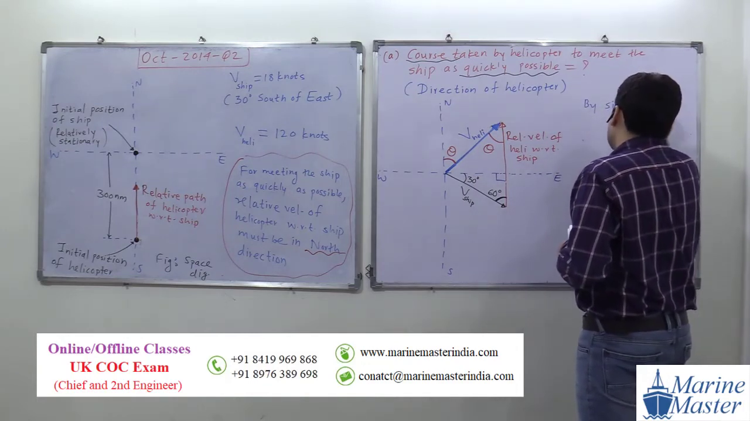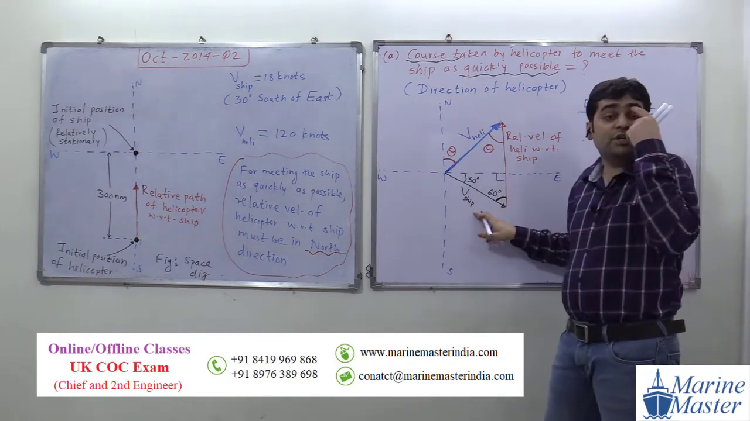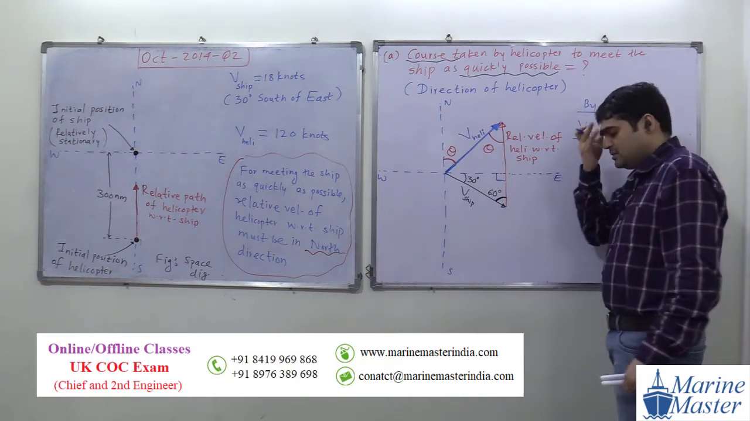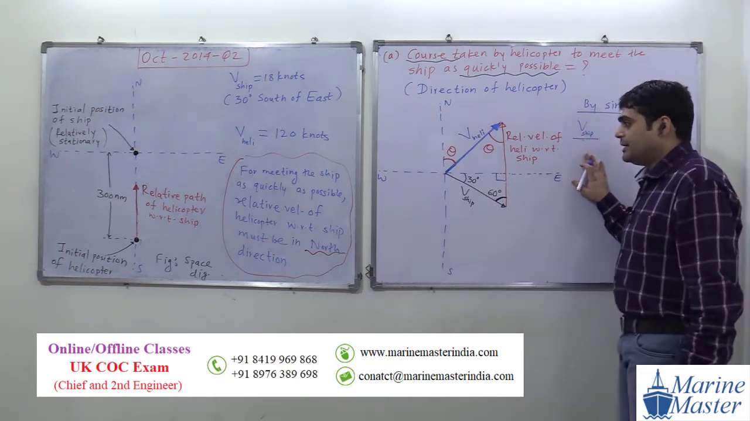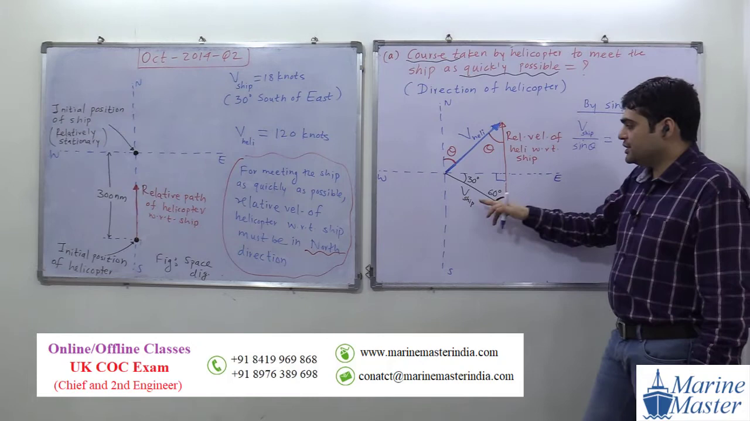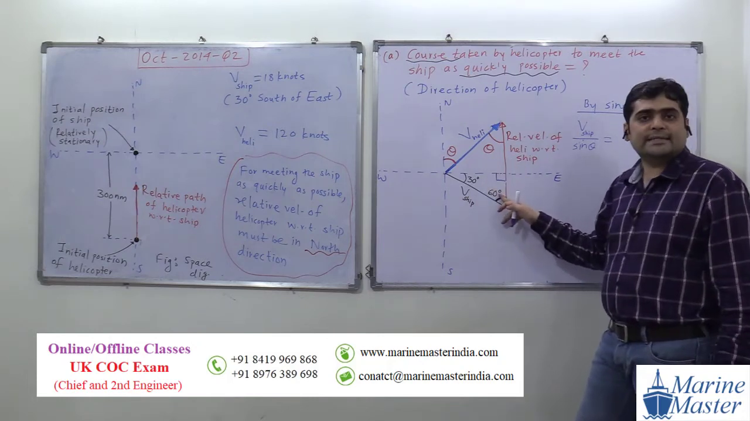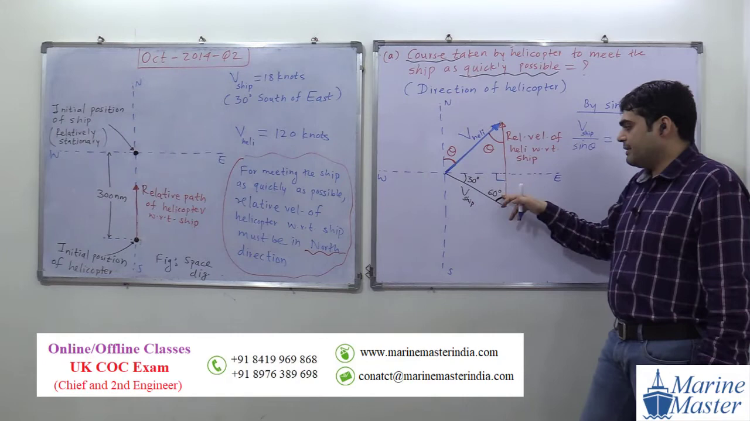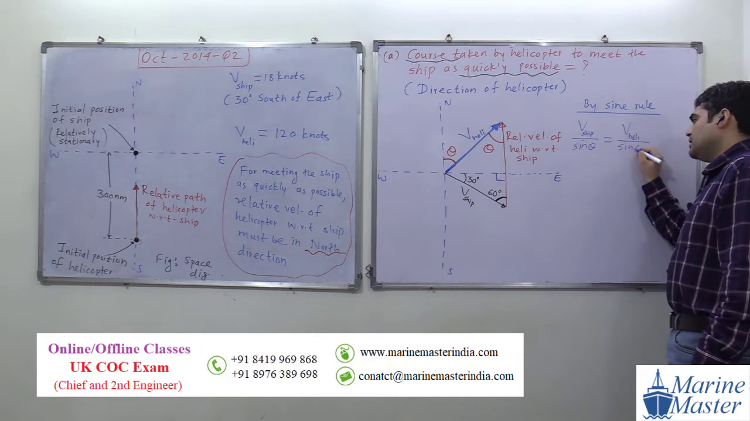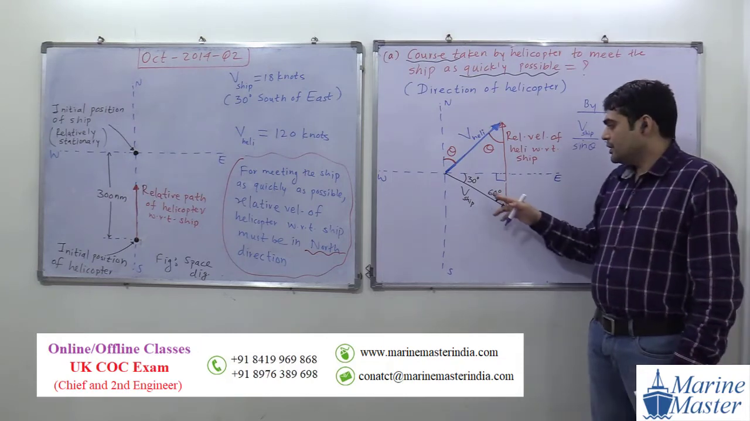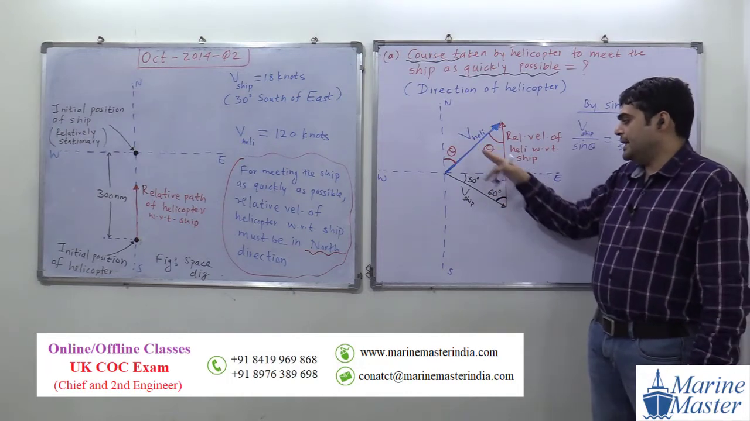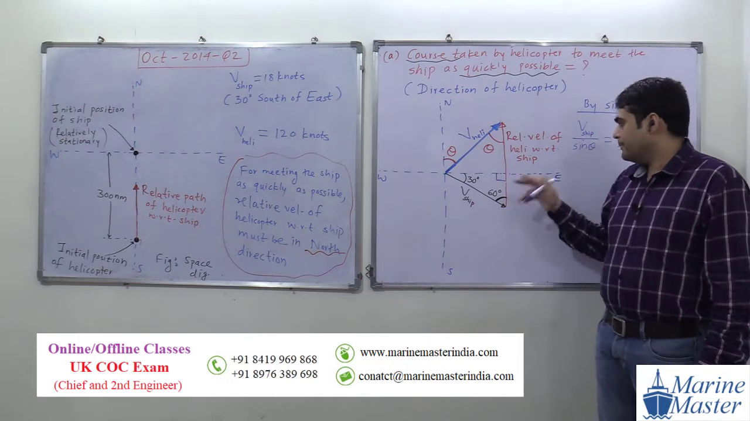By sine rule, theta's opposite is what? V-ship. There is a name of one company also, no? So V-ship divided by sine theta, and we know this angle 60 degree, so V heli divided by sine 60. Guys, anyone have any doubt in this discussion? This expression I have written by sine rule: V-ship is opposite theta, so V-ship divided by sine theta equals V heli divided by sine 60.